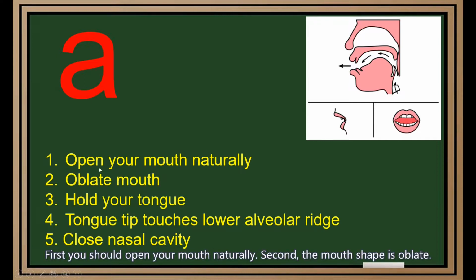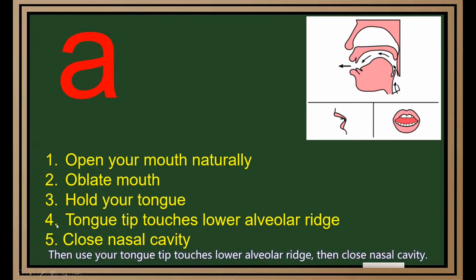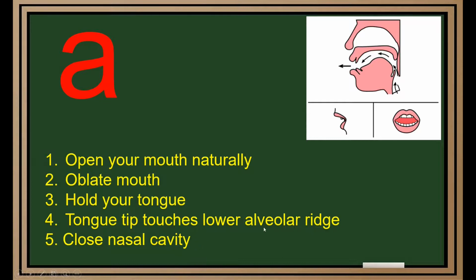First, you should open your mouth naturally. Second, the mouth shape is oblate. Then you should hold your tongue. Then use your tongue tip to touch the lower alveolar ridge. Then close the nasal cavity. In this way, you can speak these vowels in a very standard way. A.